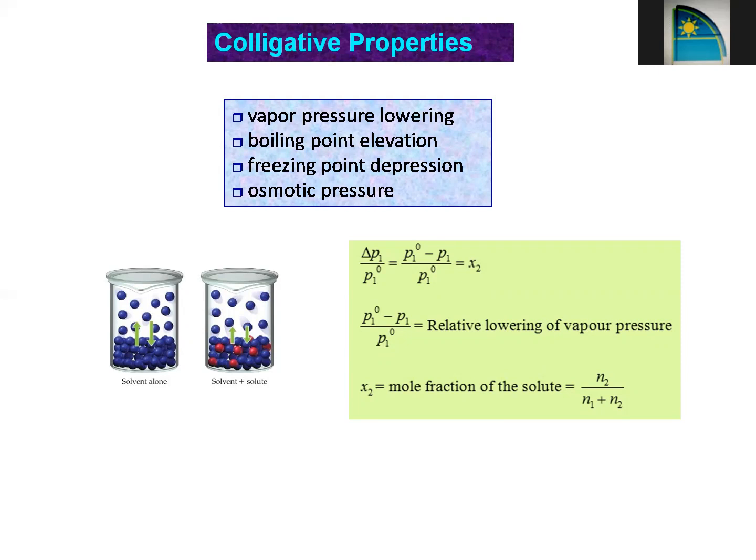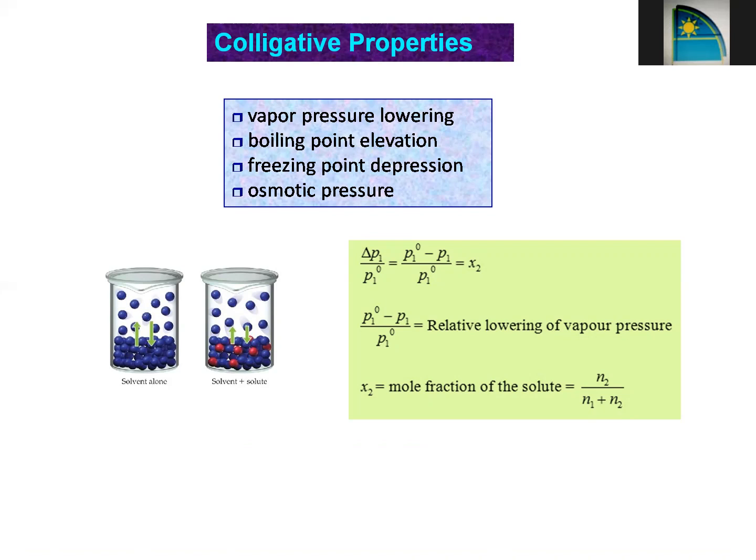The expression for the lowering in the vapor pressure is delta P1 divided by P1 naught, where delta P1 is the lowering of the vapor pressure, and P1 naught is the vapor pressure of the solvent in its pure state, when nothing was mixed into it. That should be equal to X2, the mole fraction of the solute, not solvent. And we know that mole fraction is equal to the given number of moles divided by the total number of moles. The numerical portion we will do in our next video. The link I will send in the description box.